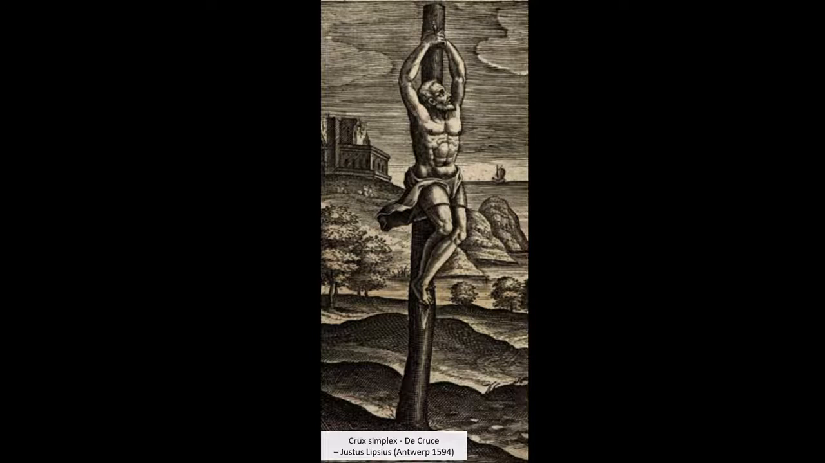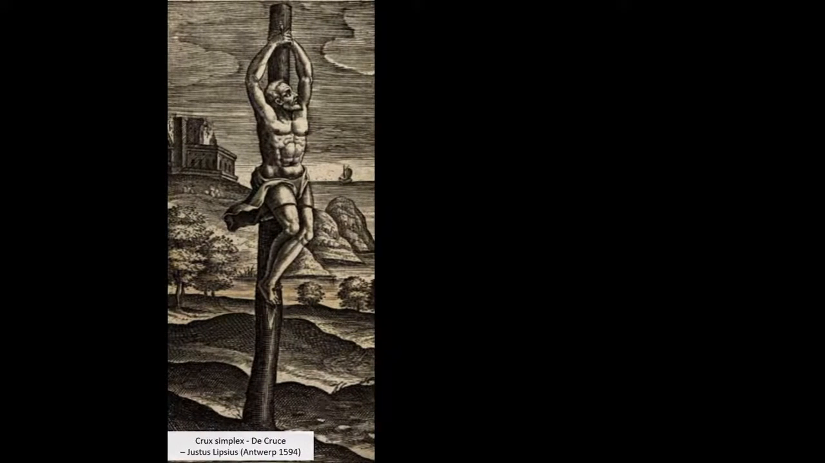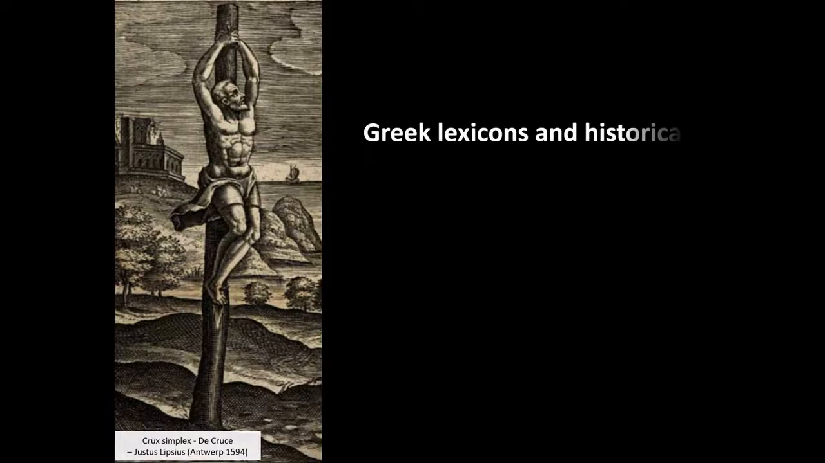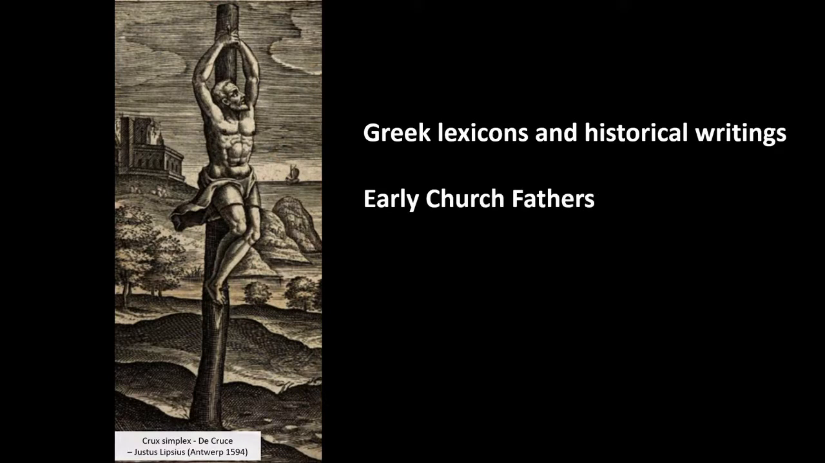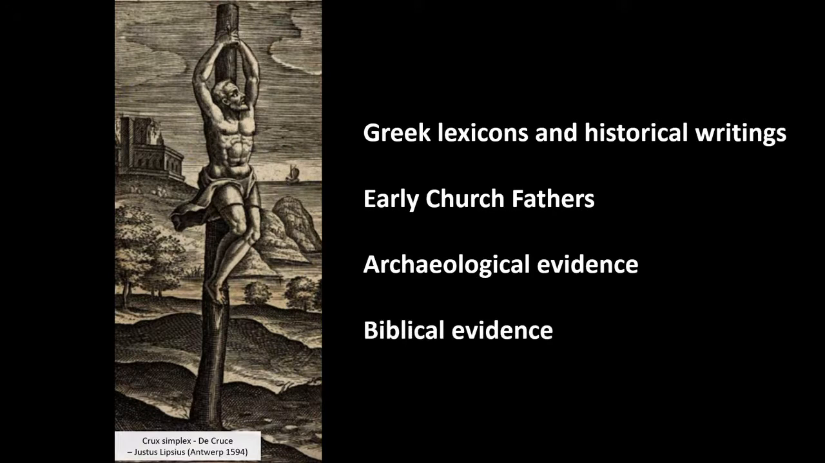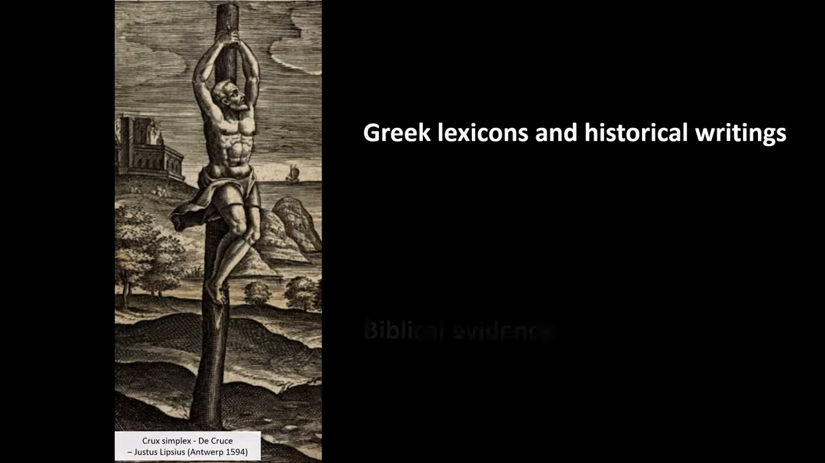When critics make claims in favour of the cross, they will point to what Greek lexicons say about stauros, commentary from the early church fathers, archaeological evidence, and other scriptures from the Bible which supposedly support a cross. Whilst this presentation is not intended to be exhaustive, we will look at these claims and provide a defence for a stake used in the New World Translation.